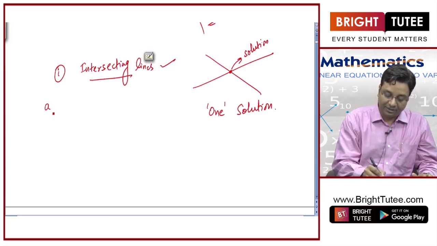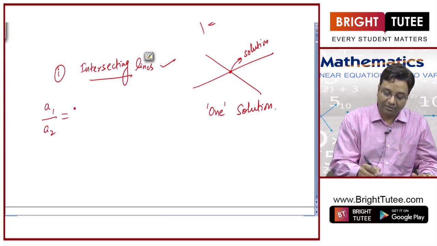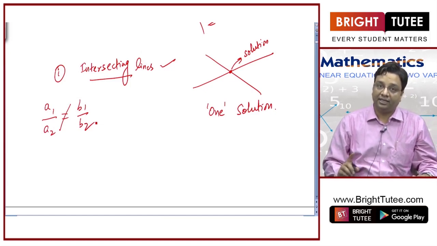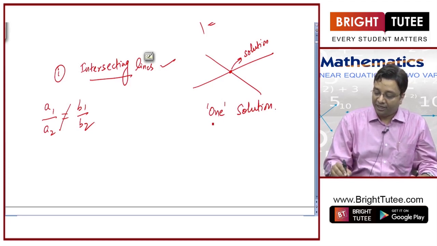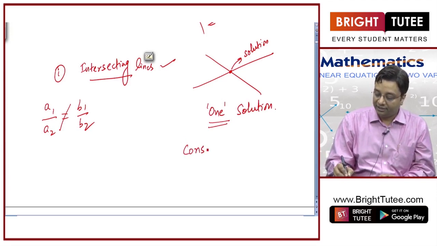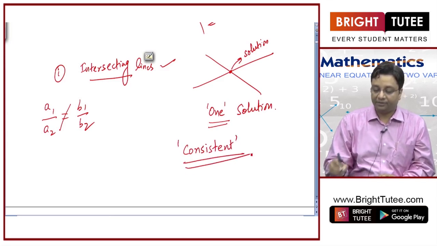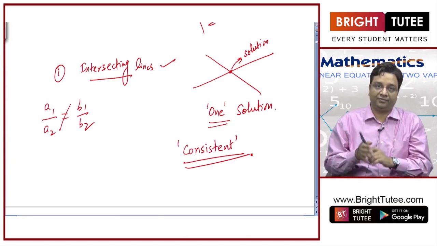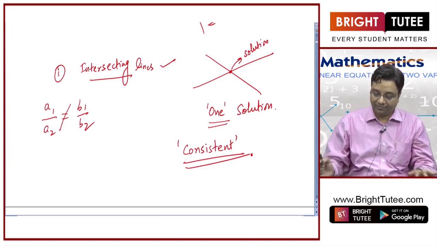And if I represent this situation in a1 by a2 form, then a1 by a2 will not be equal to b1 by b2. This is the case of intersecting lines. And when you get a solution, such kind of system of pair of linear equations is known as consistent pair of linear equations. When you get a solution, that means these lines are consistent or these two equations are consistent.